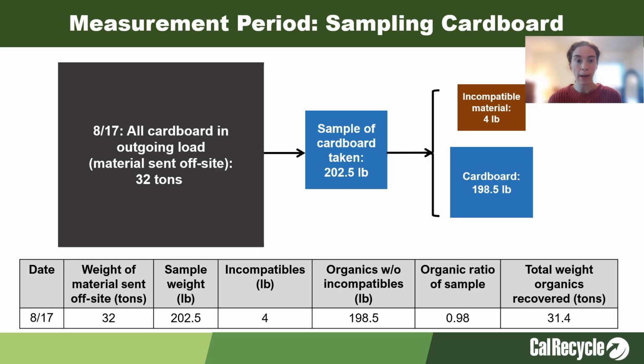The entire load going out is 32 tons. The operator takes a 200-pound sample from that load that's random and representative of the entire load. The sample we took was a little over 200 pounds, which is perfectly fine.